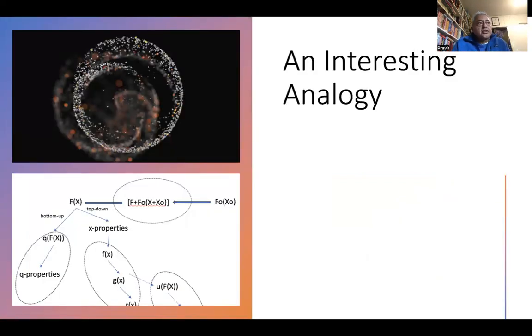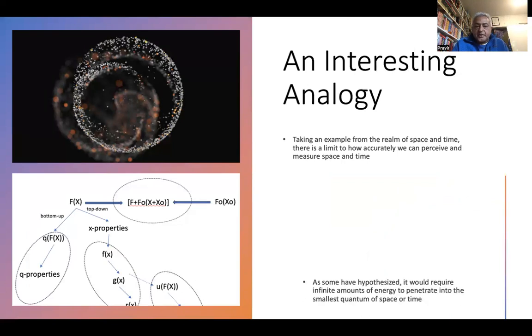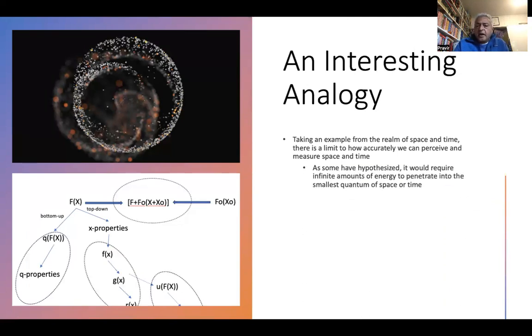I also want to draw attention to an analogy, and this is by considering the realm of space and time. We know that there's a limit to how accurately we can perceive or measure space and time. And as some hypothesized, it would require an infinite amount of energy to penetrate into the smallest quantums of space or time. And this would result in a paradox, because the local space-time would then collapse into a black hole, breaking down all laws of physics, meaning that it's impossible from this point of view to actually penetrate into the quantum of space and time. We have to consider that level of wholeness when we're dealing with space and time.